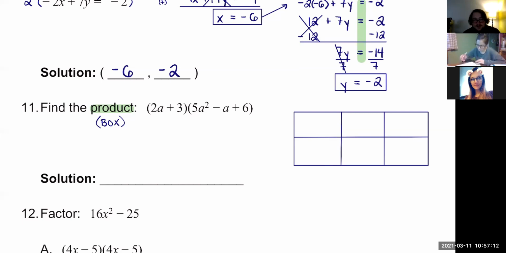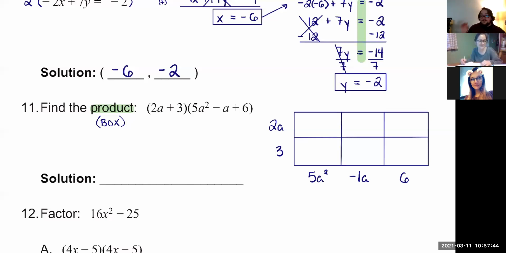So the binomial I'm going to use to identify my rows. So I'll use the binomial 2a plus 3. 2a will label my top row. 3 will label my bottom row. And then I'll take the trinomial to label my columns. So the first column is going to be the 5a squared. Second one will be the negative, and I'm going to put the negative 1 there visibly so I can remember it. Negative 1a will be my second column. Positive 6 will be my third column.